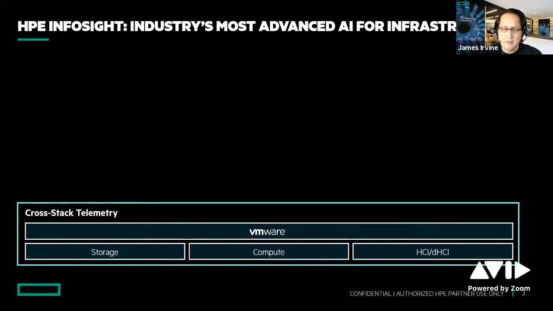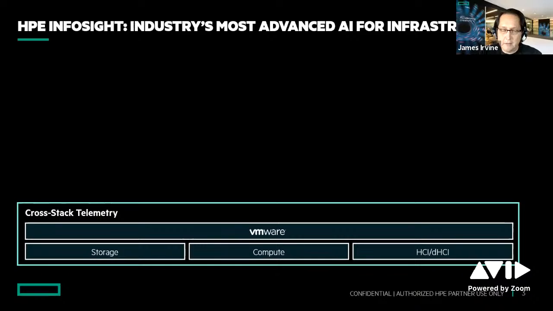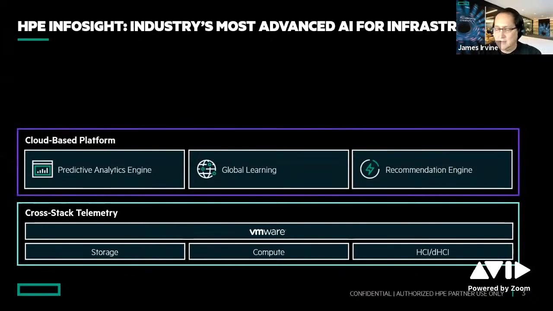So you get this rich set of predictive analytics features that can take a look at the version of software that you're running, VMware, and then apply that against a known set of good parameters so that you don't do upgrades and take a system offline or take it out for a number of different reasons. And so you can take this cloud-based platform and look at it from a predictive analytics engine, the global learning aspect of it, and then a recommendation engine of whether or not to do an upgrade.